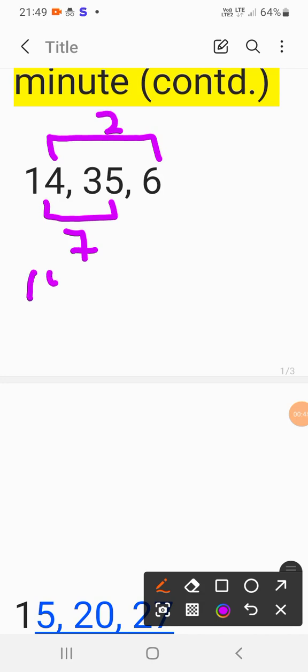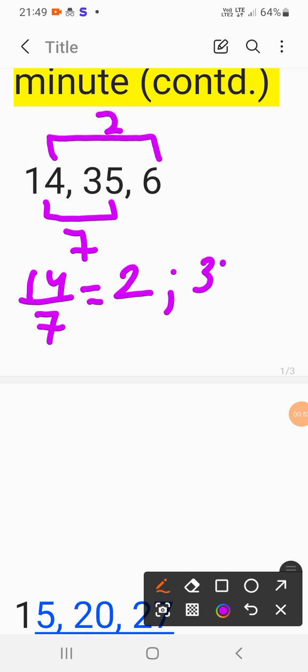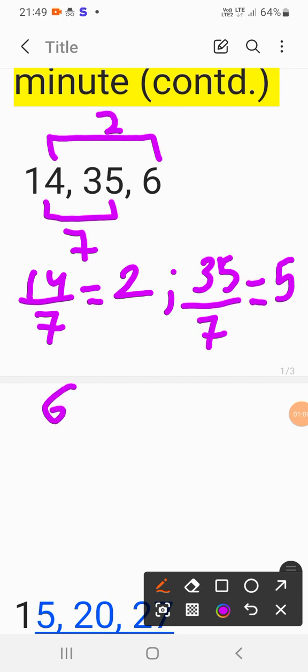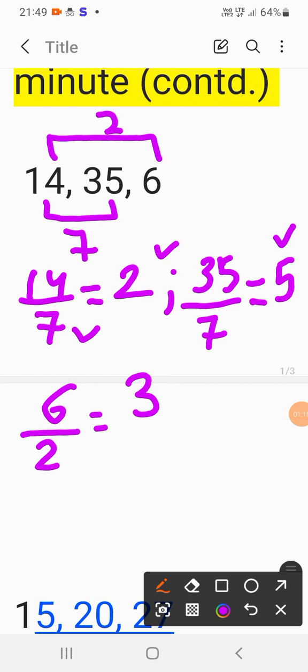So 14 divided by 7 is 2, and 35 divided by 7 is 5. Since 6 is not divisible by 7 but it is divisible by 2, we will divide it by 2. So 6 divided by 2 is 3. Now we will multiply 7, 2, 5 and 3 to get the LCM.